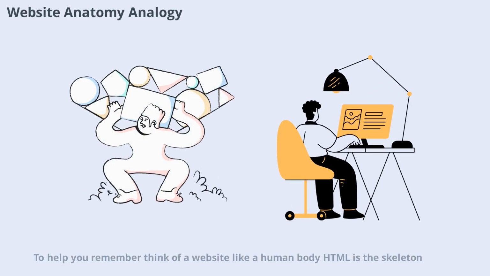To help you remember, think of a website like a human body. HTML is the skeleton, giving shape and support. CSS is the skin and appearance, making everything look attractive. JavaScript is the brain, controlling actions and responses. This analogy makes it easier to understand how these technologies work together to create modern websites.